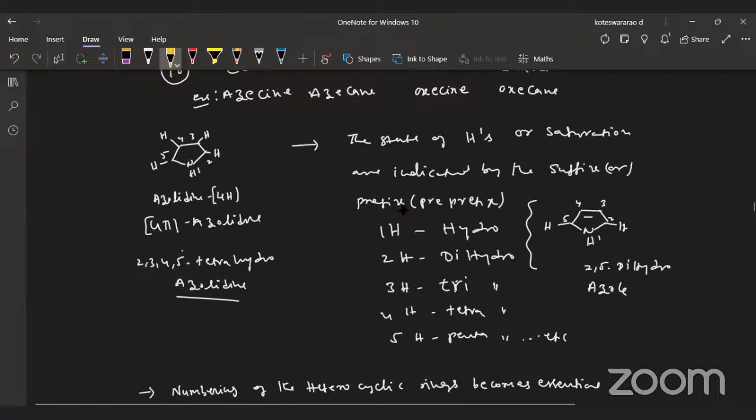Next, there is a 4H-oxolidine, which is a fully saturated one. We can also include 2,3,4,5-tetrahydro compounds, or tetrahydroazolidine. Next, the states of hydrogen saturation are indicated by a suffix or prefix. If a hydrogen is at the first place, it is 1H. If two hydrogens are at the first and second places, it is 1,2-dihydro. Like that, we can give the nomenclature.